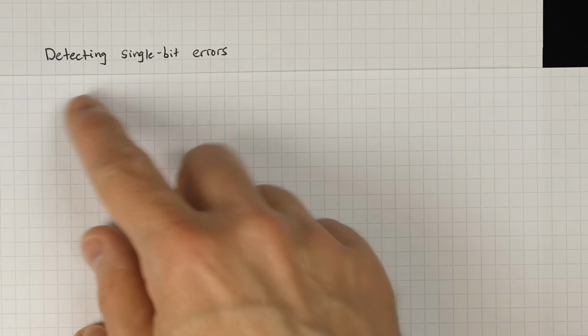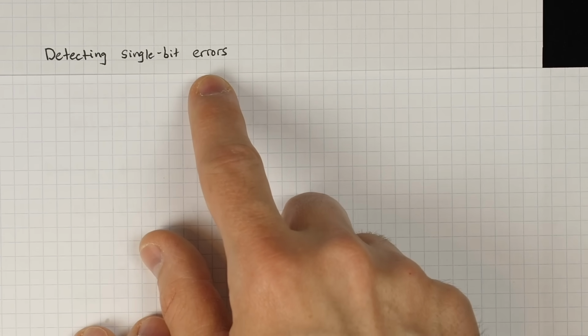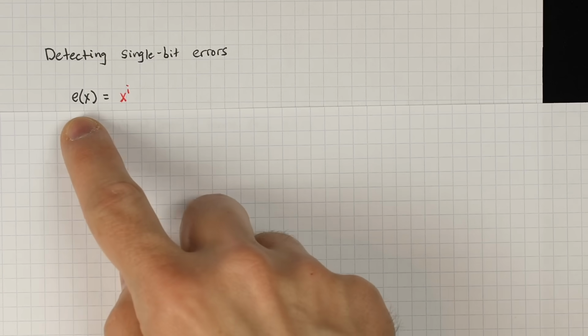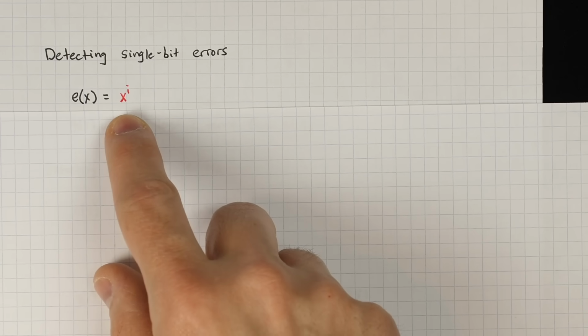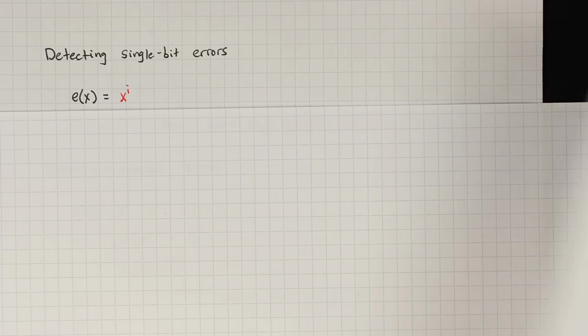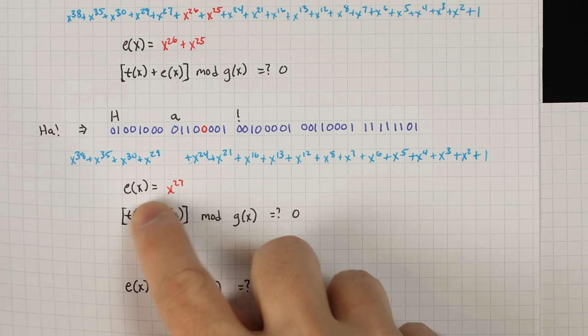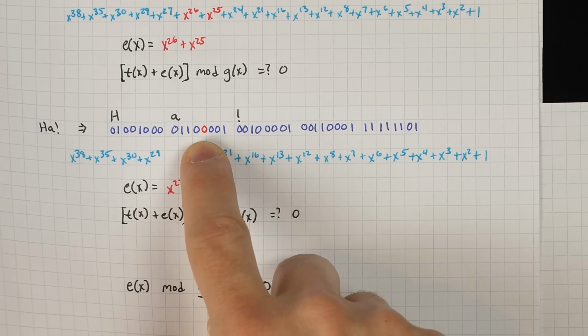So for the simplest case, let's say we're just trying to detect single-bit errors. What type of generator polynomial might be able to do that? Well, let's think about what that error looks like. We can generalize here. The error in this case that we're trying to detect is x to the I, where I could be any value. For example, where our message was corrupted, we had a single-bit error like this. Our error was x to the 27th, right? Because it was the 27th bit position from the right that had the error.